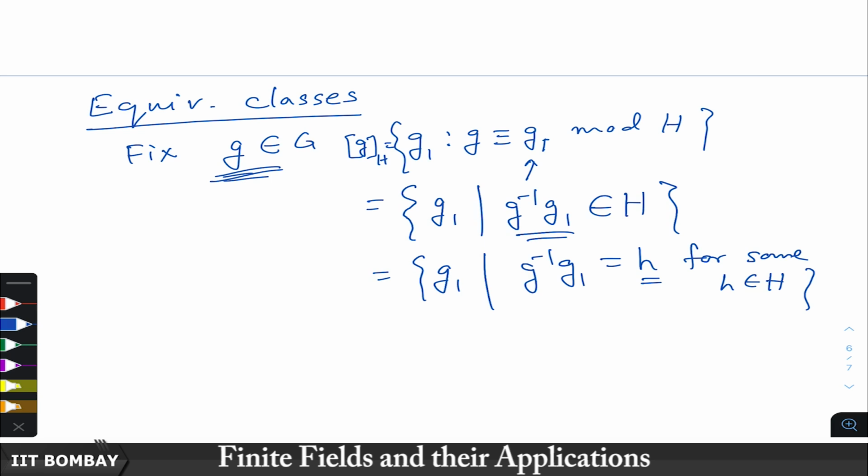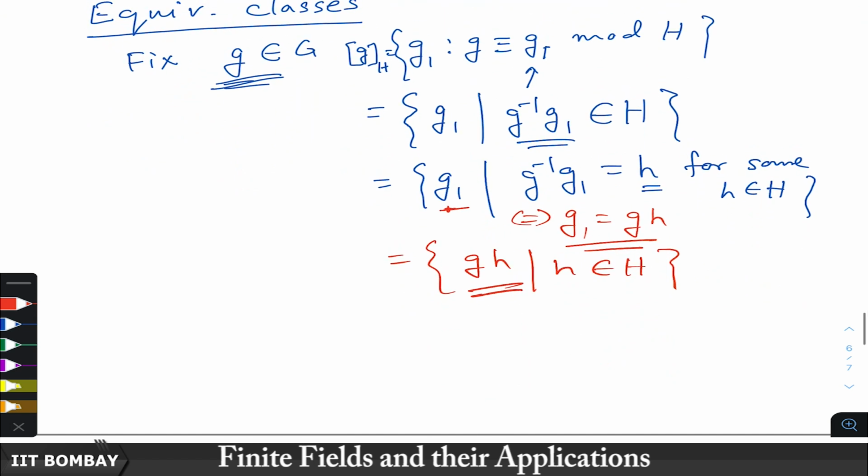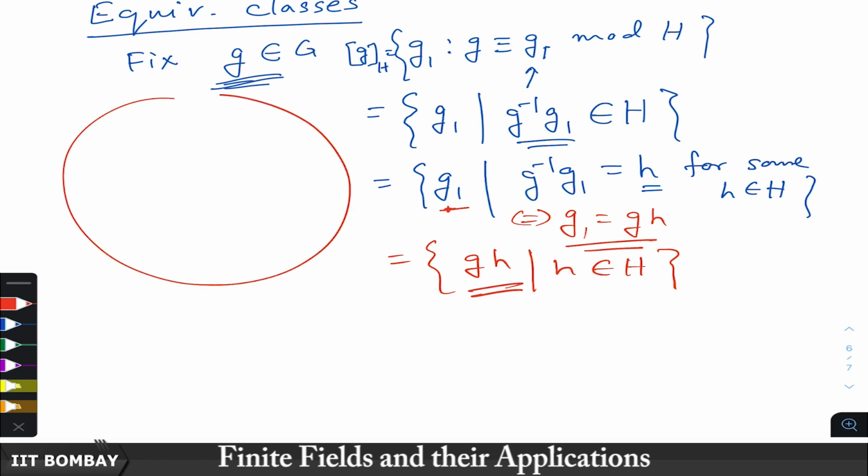Now, that can be also written as: this means that g1 is equal to, you multiply from left by g, what you get, g1 equal to gh. That means, it is the set of all gh, g1 is equal to gh, right. So, you can replace g1 by gh with h belonging to H. So, every element in H you multiply from left by g, do the operation, left operation with g, and that gives you the set of elements to which g is related.